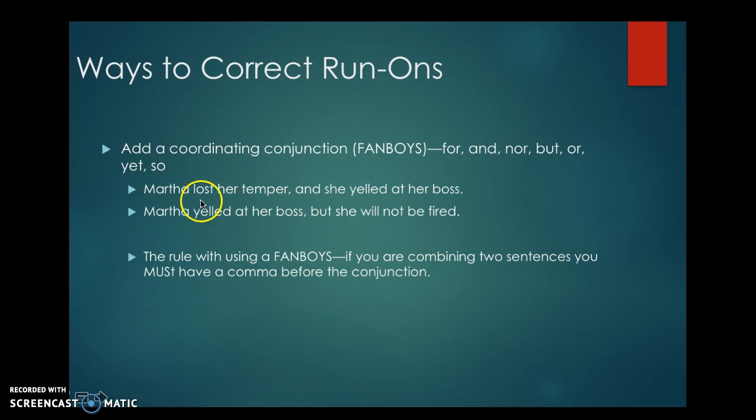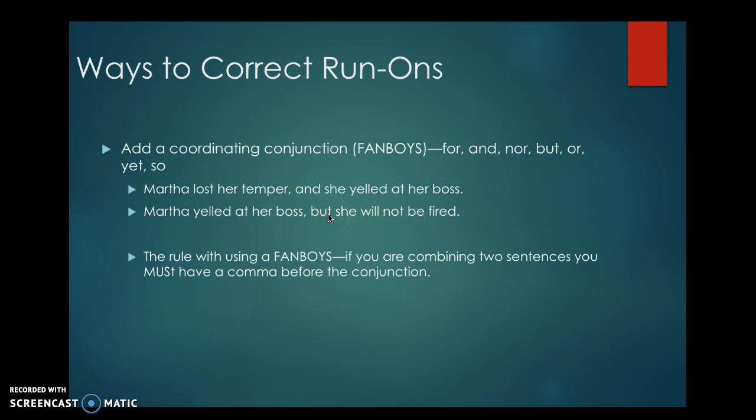If you notice how we fixed that, Martha lost her temper, comma, and she yelled at her boss. So I have the same two sentences. I've combined them though with a comma and an and, or a comma and a fanboy. Here's another example. Martha yelled at her boss, comma, but she will not be fired. So what I've done is I've combined two sentences, again with the fanboy, this time I'm using the word but. Now the rule is, with using a fanboy, if I'm combining two sentences, I must have a comma before the conjunction, which is what you see. There's a comma before the and, there's also a comma before the but.